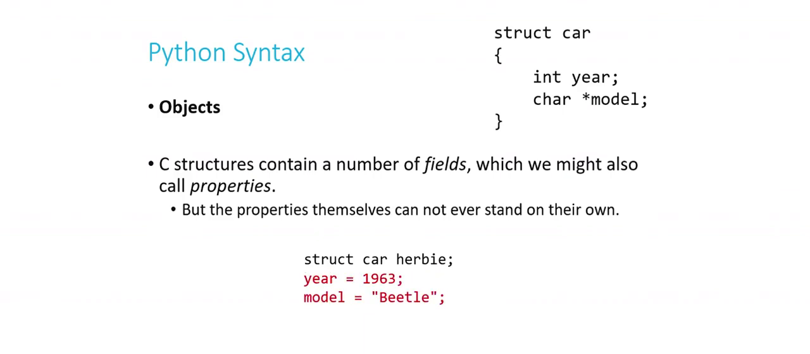But I could never say this. This is not valid in C, at least with what we have here, because year and model don't just hang out on their own. They're part of what it means to be a struct car. So we always have to associate them with a struct car. So that would not fly. That's the analogy of object properties to C structure fields.